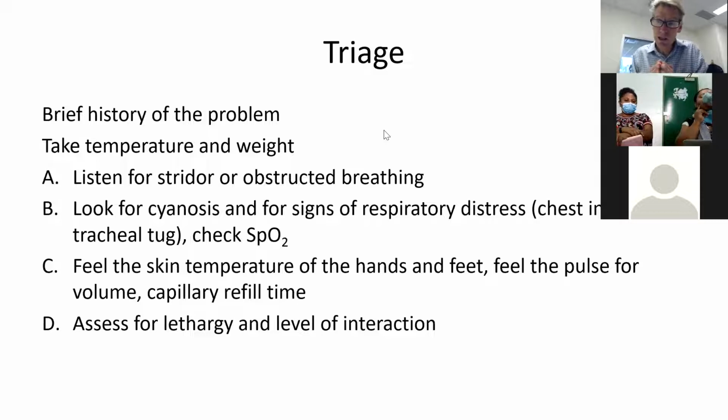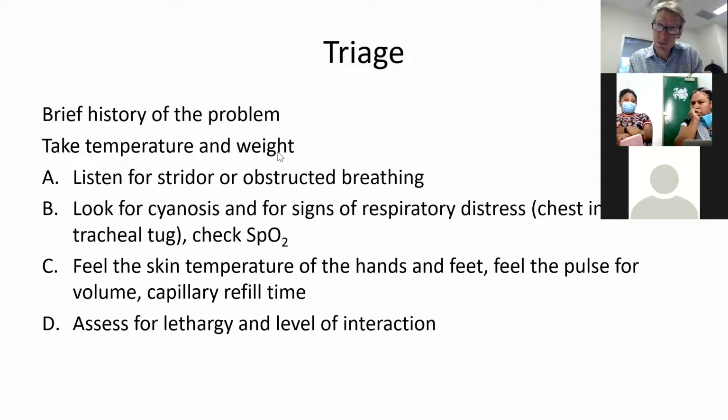So the triage, when this child is presented to the emergency department, would look a bit like this. First of all, you take a brief history of the problem, and that was that the child had been unwell for only 2 days with a discharging ear and a cough and a fever, and then had a seizure. That's as much as you need to take to start with to get a good idea of what might be going on. Then you take the temperature of the child and weigh the child.